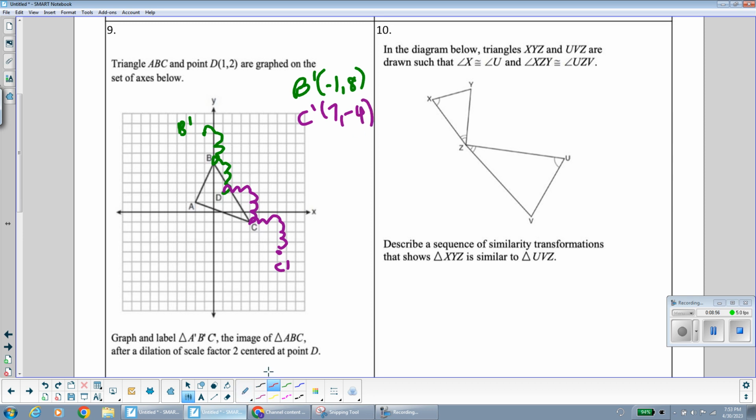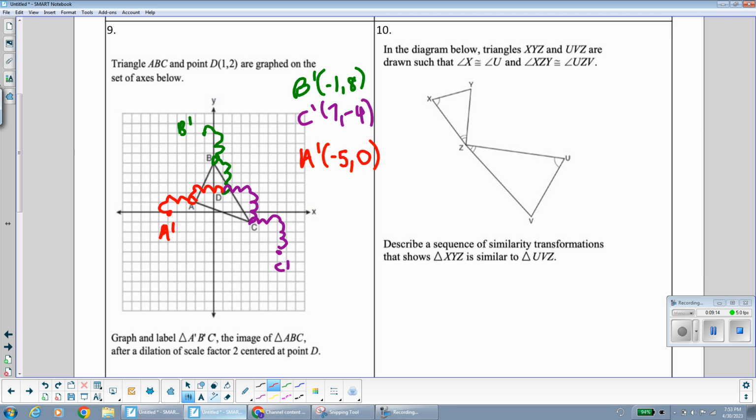And then finally, I just need to find A prime. So 1, 2, 3 to the left and 1 down. 1, 2, 3 to the left and 1 down. And that would be A prime.